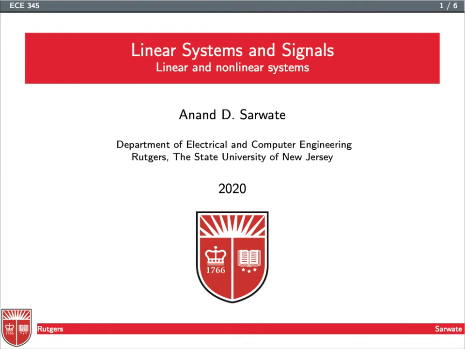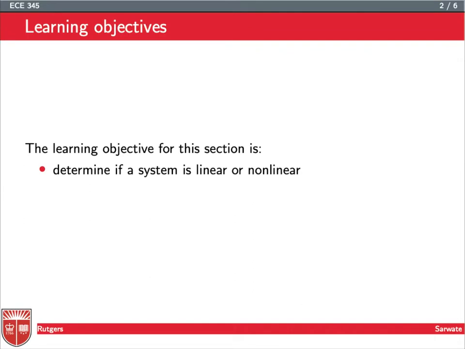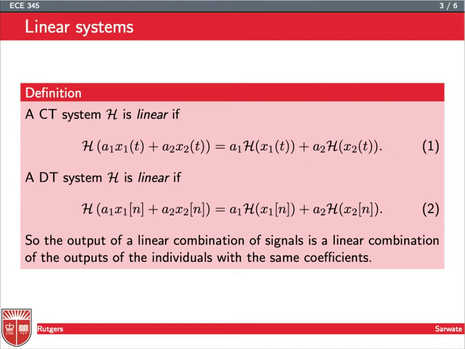Let's start with our first system property, and that's linearity. We'd like to be able to tell if a system is linear or nonlinear. A continuous time system is linear if, when we apply H (remember, H is our notation for a system) to a linear combination of input signals, we get the same linear combination of the output signals.